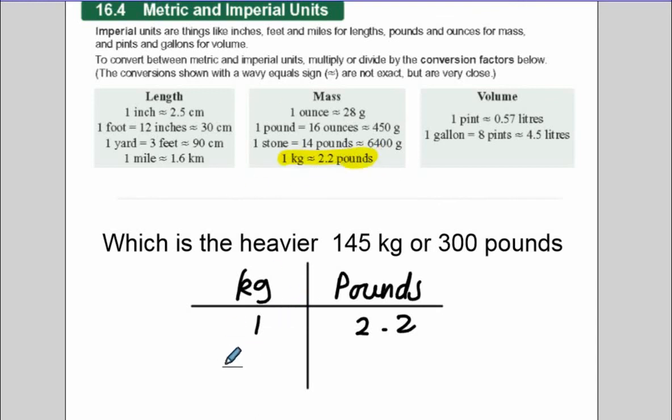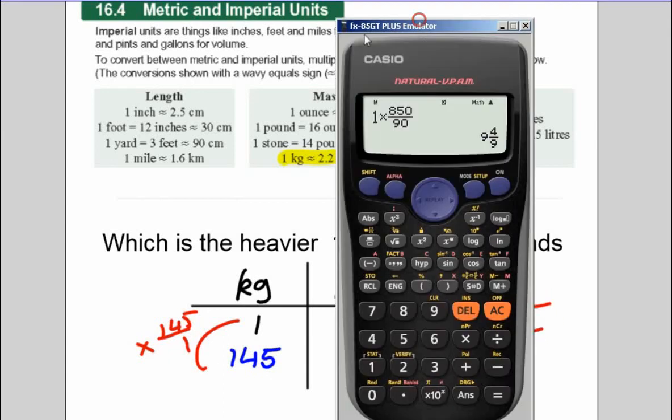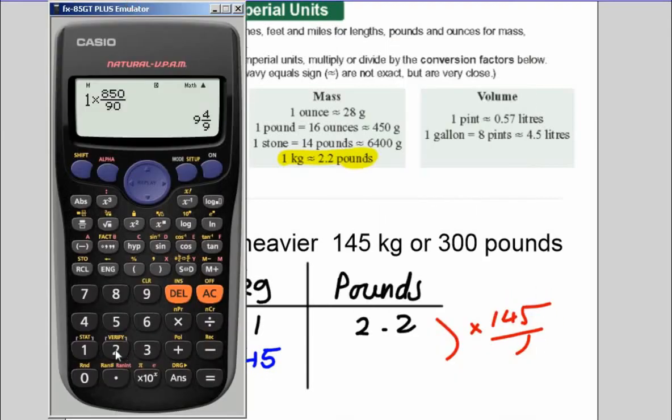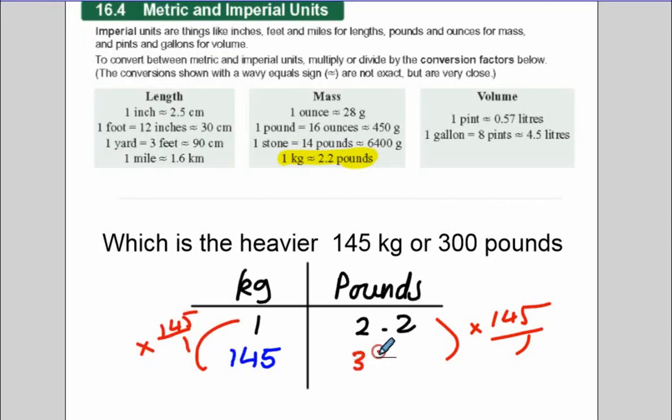Now, I'm going to try and convert 145 kilograms into pounds. So what have I multiplied the kilograms by? 145, new number, over 1. And I'm going to do the same to the other side. So let's get the calculator out of the way. 2.2 times, well, 145 over 1. Some of you may spot, of course, that's easier to just write and type in as 145. There you go, 319. Well, I don't like that red.